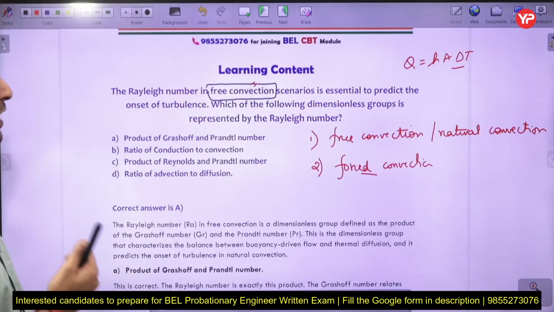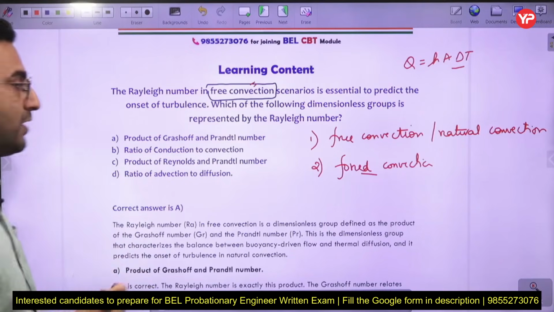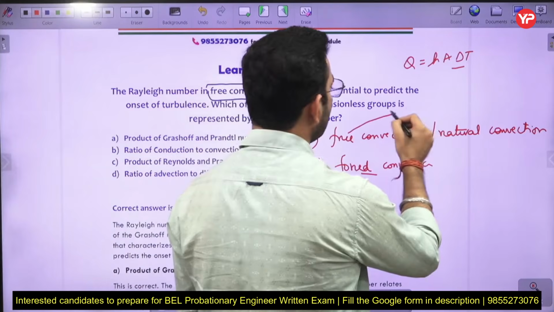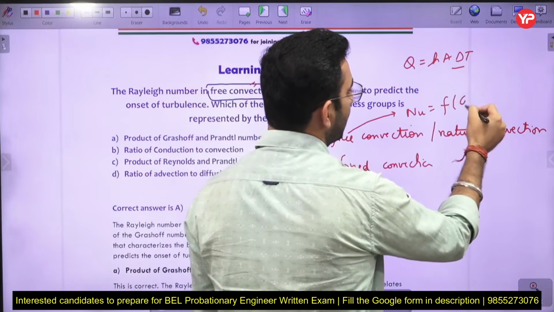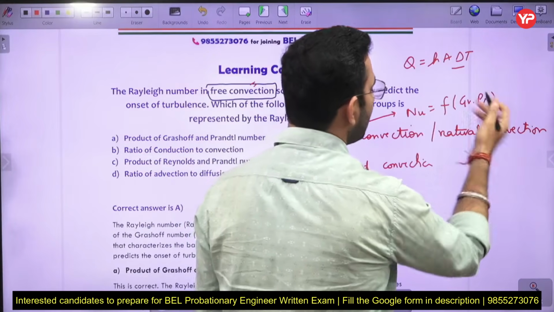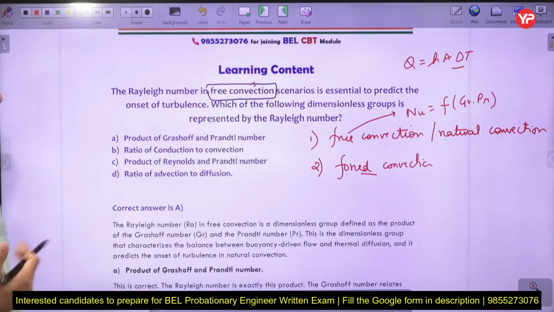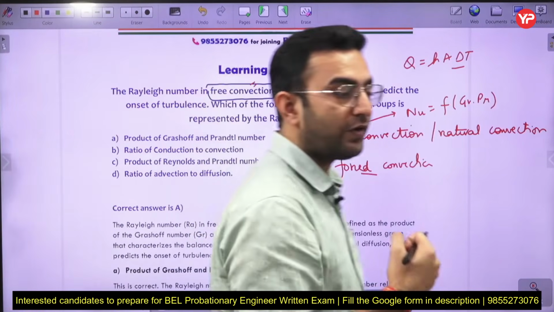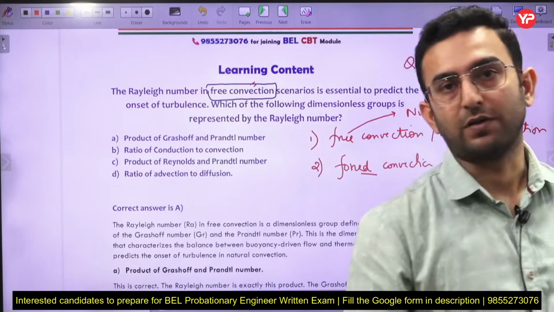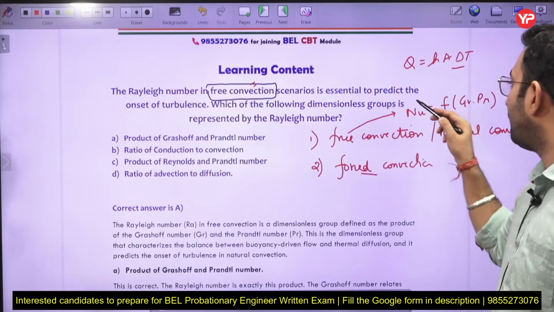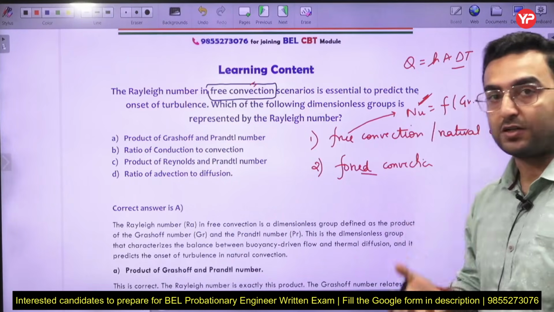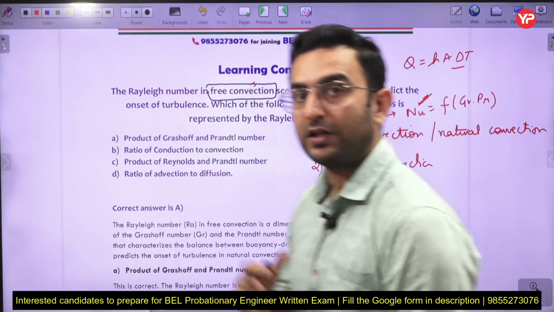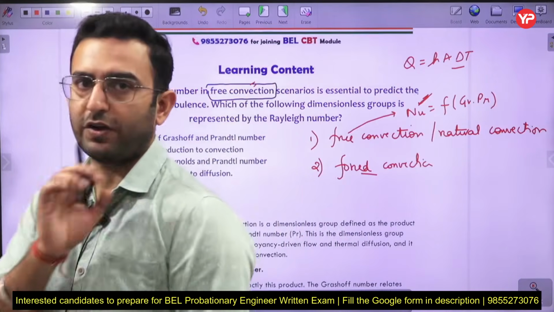Now when we study the free convection, the important dimensionless numbers are, first of all, the Nusselt number. We say that the Nusselt number is a function of the Grashof number and the Prandtl number. So in this case, the Nusselt number is basically a number which compares the convection mode of heat transfer with the conduction mode of heat transfer here. It tells you how the heat transfer has been enhanced due to convection over the conduction in the liquid here. That is the significance of the Nusselt number.